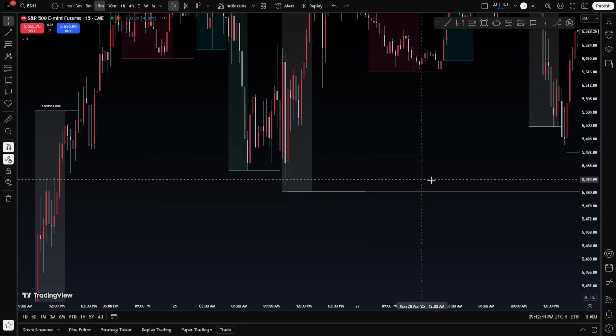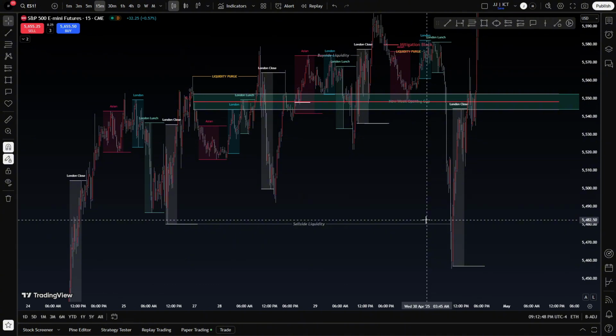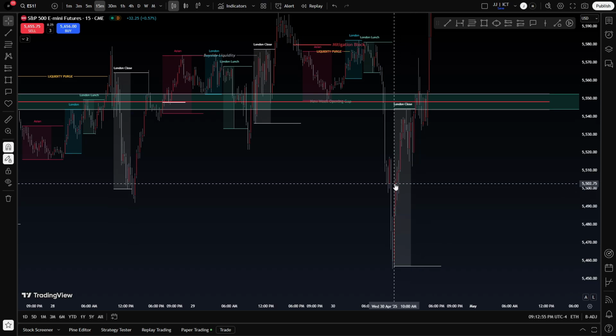So let's go ahead and jump back onto our 15-minute, because the 15-minute is a perfect balance between the time frames. You know what I'm saying? It's the nice perfect balance. Mind you, that was a pre-market trade.